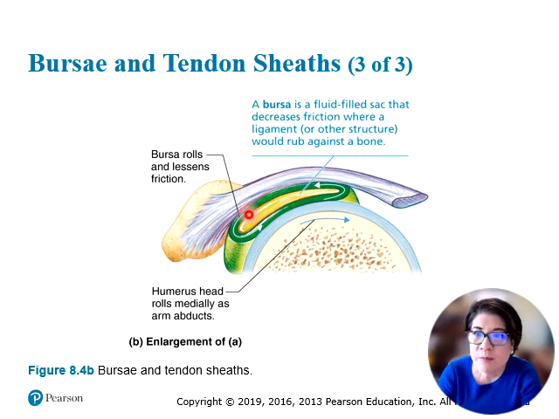Here's a zoom in of the bursa. So that's what it looks like. It's a really thickened structure, has fluid that's really viscous, decreases friction, allows this tendon to not damage this joint, right?